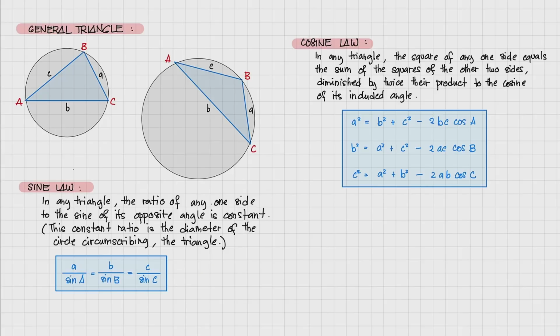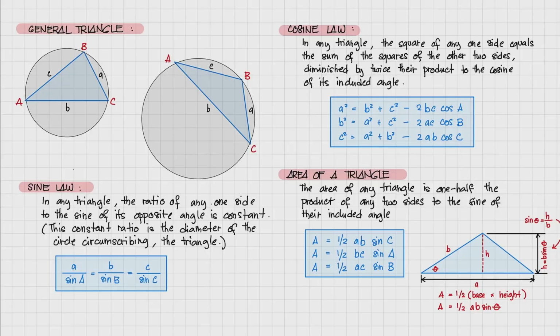And of course, for sine law, you don't actually need to memorize these three formulas. Kahit na isa lang yung i-memorize nyo, it would be good enough. As long as, let's say you've memorized this one, as long as you know the principles behind that formula, mapapalabas nyo rin tong dalawa na to. Alright, so that's for our sine law and cosine law. Next, we would be discussing areas of triangles.